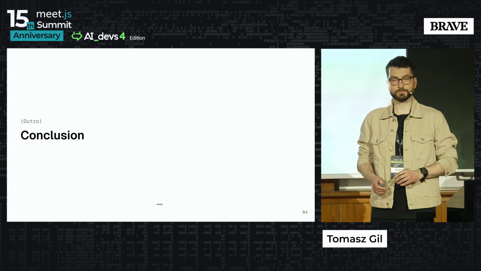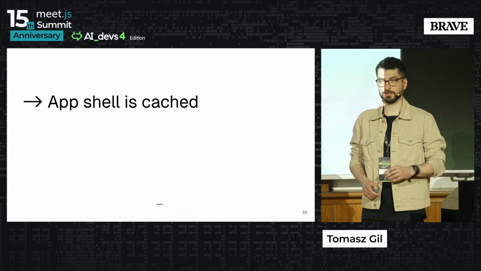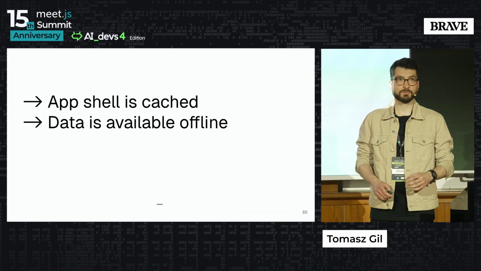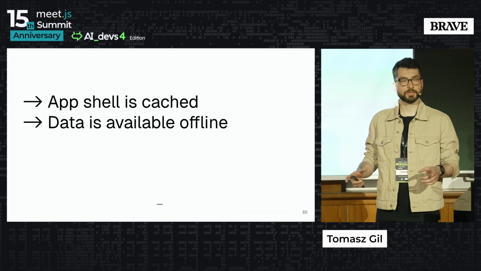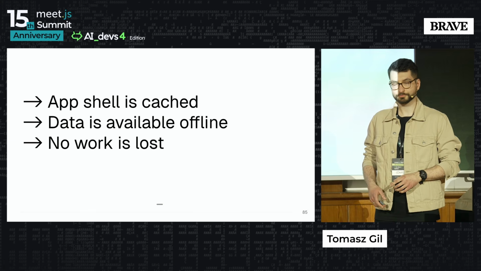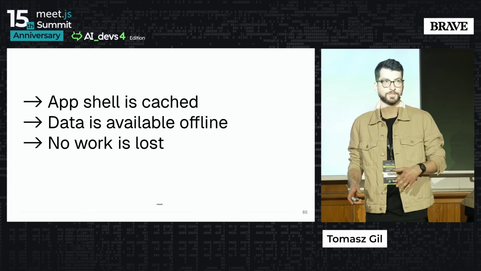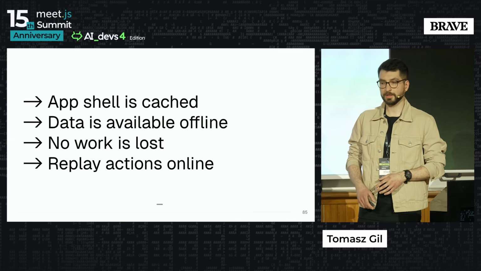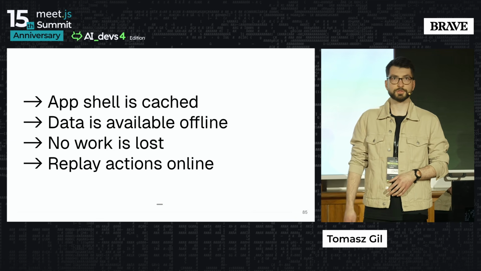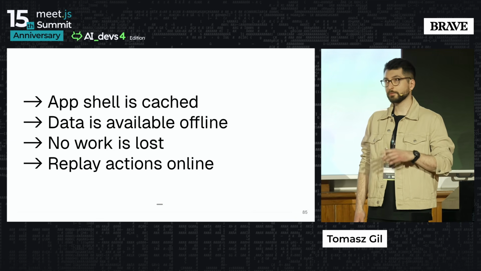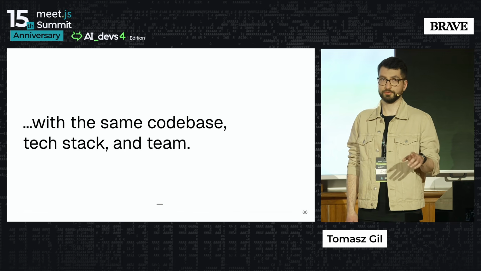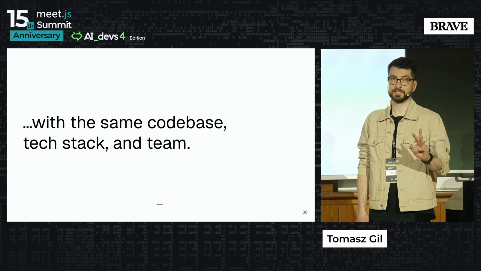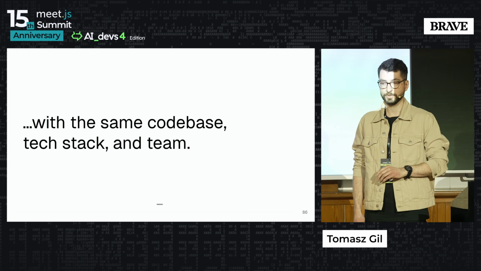And to wrap it all up, what we've achieved here is that the app shell is cached using a service worker. Data is available offline because we've cached the entire React Query client. No work is lost because any changes that happened offline, we are storing in a queue in IndexedDB and replaying these actions once the user reconnects. And importantly, we've done all of this with the same code base, the same tech stack, and the same team. That's huge cost-saving potential.